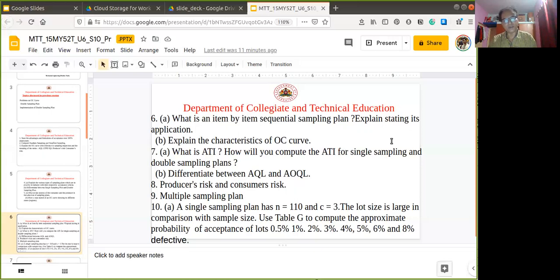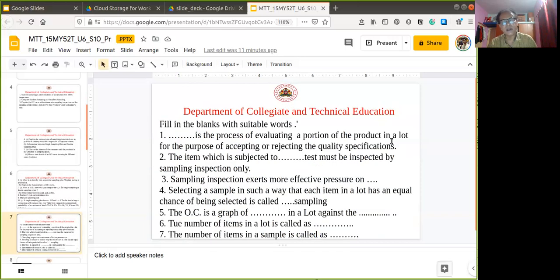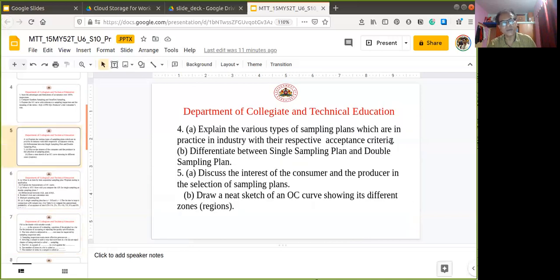Then for question number 10, you need to draw an OC curve by referring to the G tables, when small n is equal to 110 and C is equal to 3, the acceptance number is 3. Refer to the G table for the probability of acceptance of the lot, for 0.5, 1, 2, 3, 4, 5, 6, and 8 percent defectives, and draw the OC curve. So these are the 10 questions you have to answer.